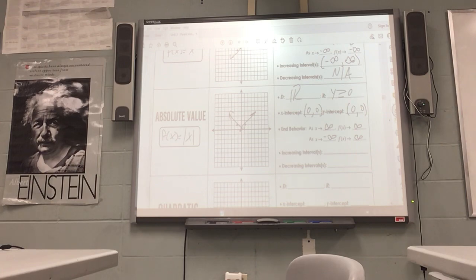So my increasing happens, and this is all in terms of the x, from 0 to infinity, I'll be going uphill. Alright, decreasing. Decreasing left to right, I'd be going downhill over here. And remember, these go in numerical order, so forever would come first, from negative infinity to 0. Very good.